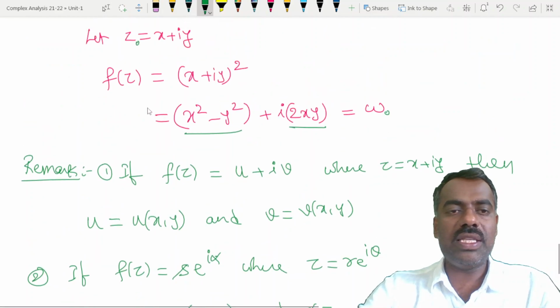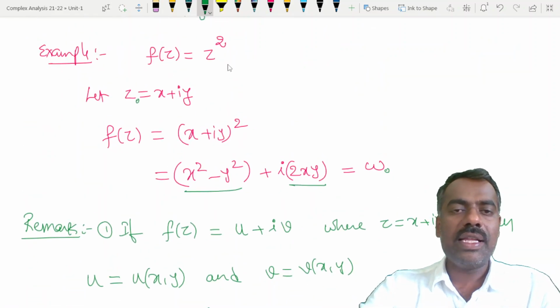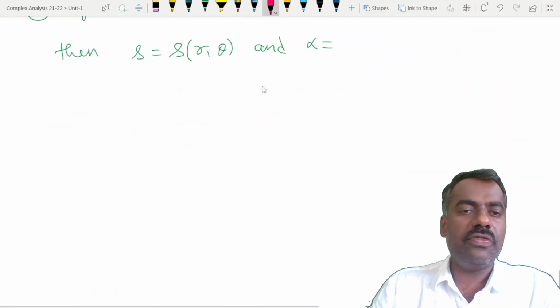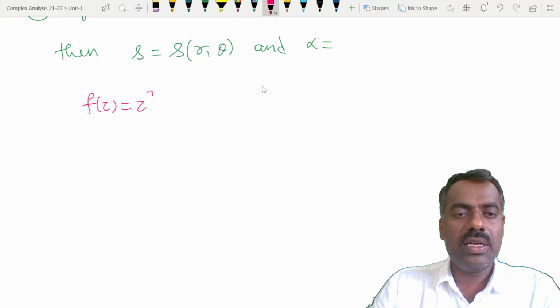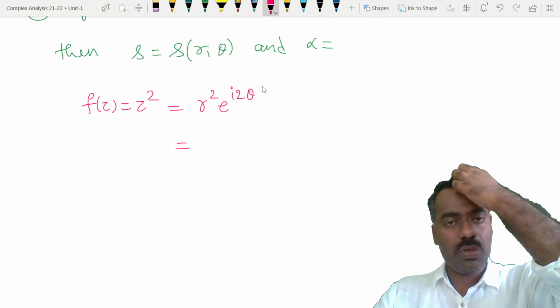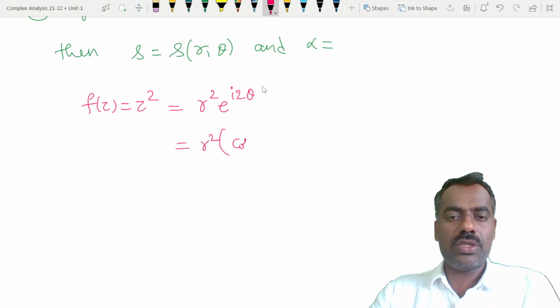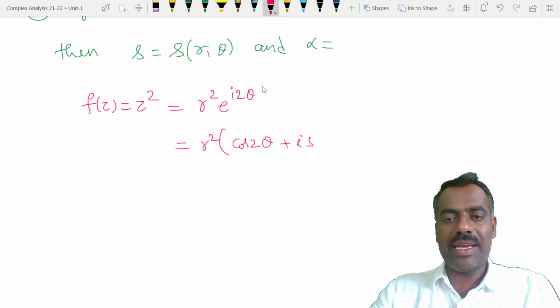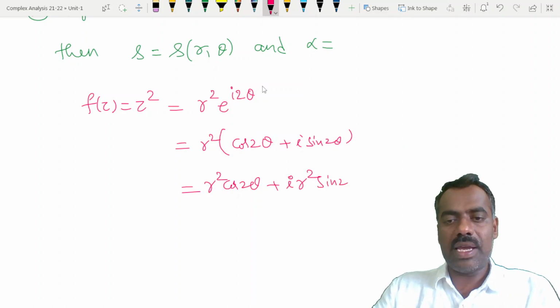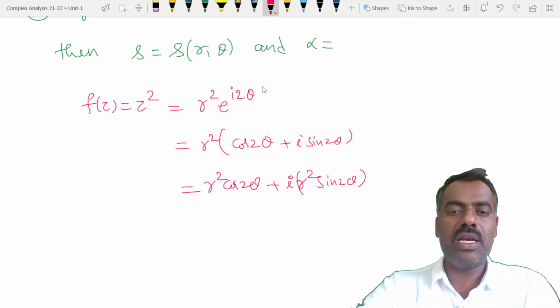For example, if you take f of z is equal to z square, then if you write in polar form, it will become r square e power 2 i theta. That means it is the same as r square into cos 2 theta plus i times sin 2 theta. This is the same as r square cos 2 theta plus i times r square sin 2 theta. Okay, right?